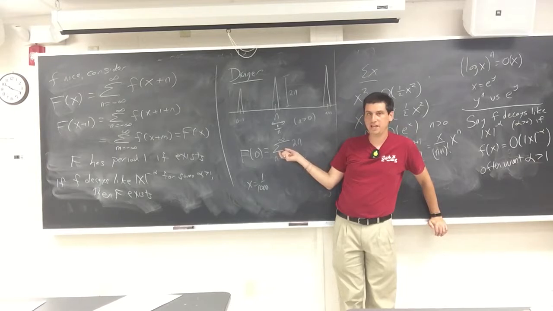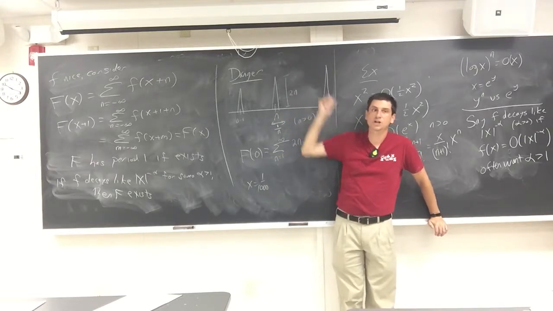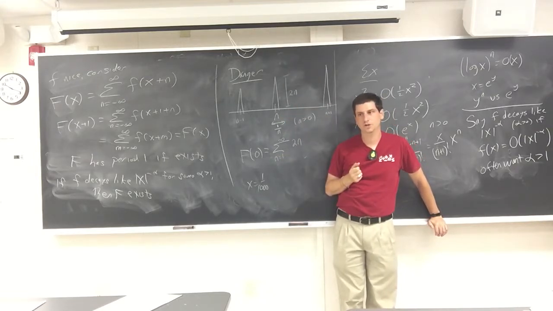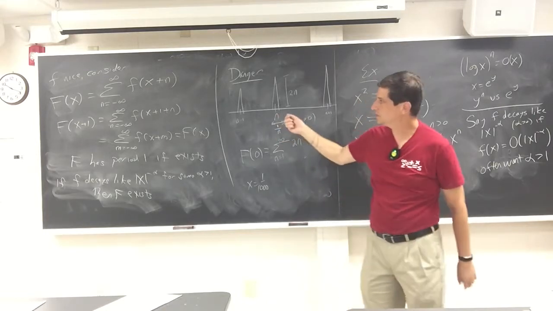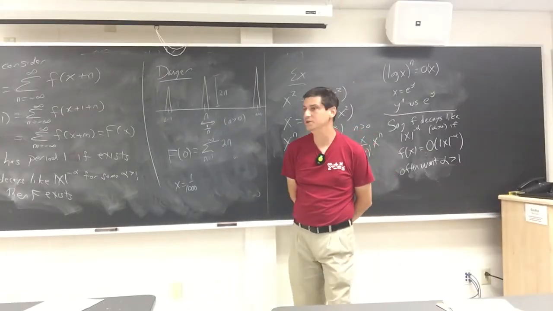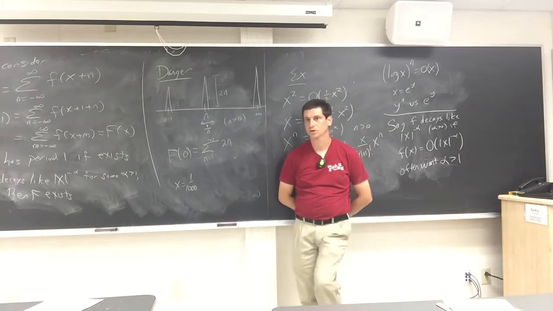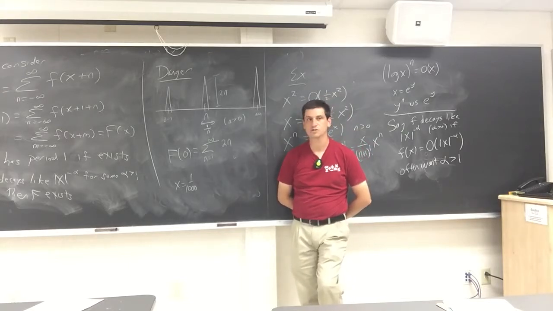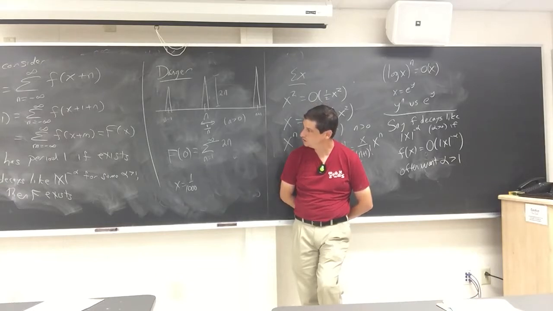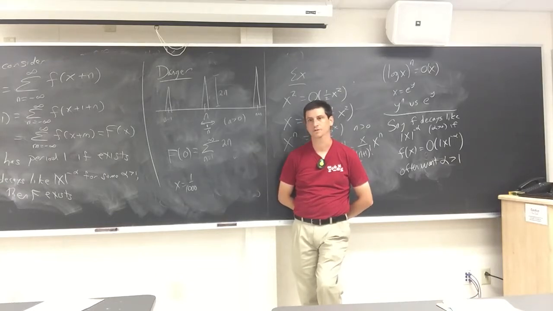Does this function have the decay we want? No. This function is not decaying like x to the minus alpha, because in fact, it's going off to infinity along a subsequence. So the difficulty when we're looking at something like this is we need to make sure our function big F exists. So we need to put some constraints on little f for this function big F to exist. If we assume little f is decaying, then we're OK.